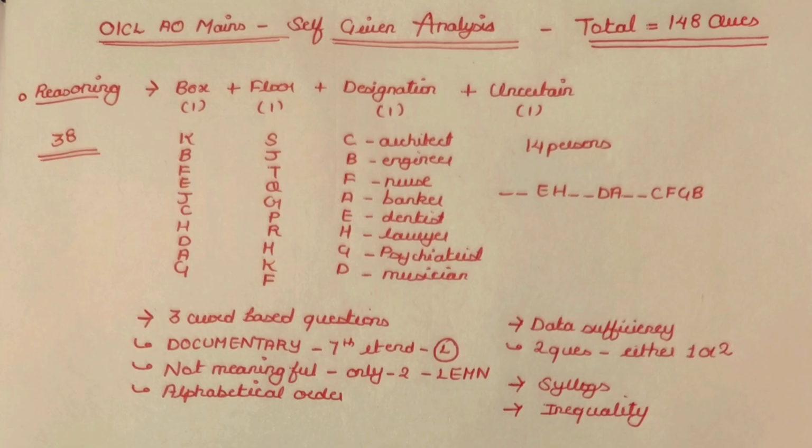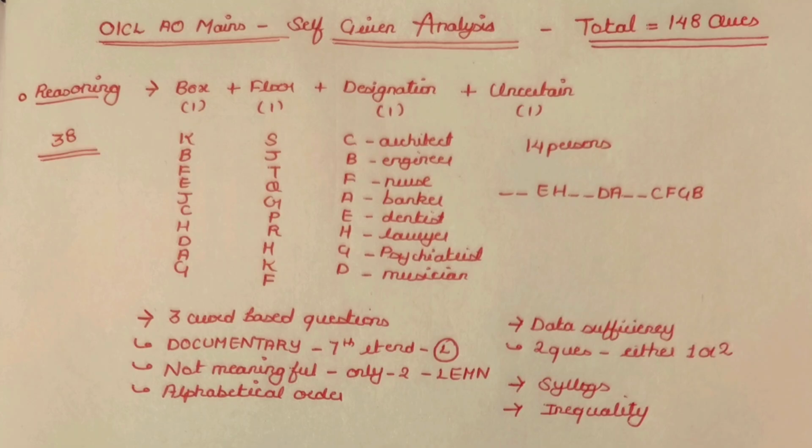Now, 3 miscellaneous questions were asked, word based. First word was documentary, and we had to find the seventh letter from the right end, and its answer was L. Then we had to find the not meaningful word, and its option was only 2. And another question was of alphabetical order, something like that only.